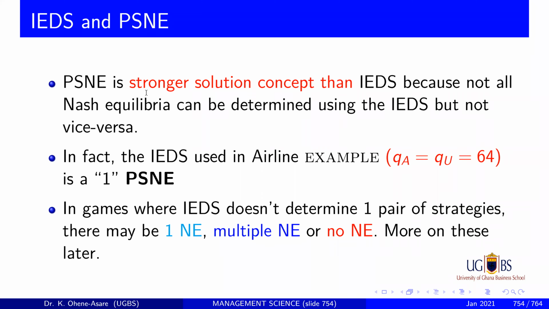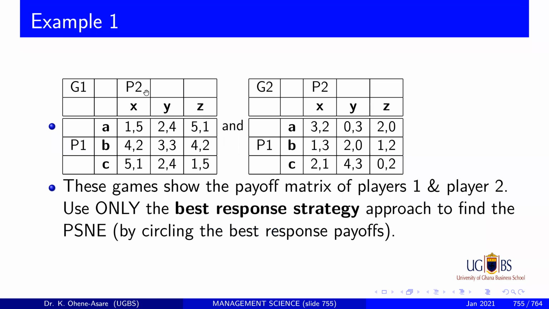Now, in this very one, we arrived at 64, 64, just one cell given as a final answer. But in games where iterative elimination does not determine the strategy, there are other ways you can deal with it. Of course, I'm not teaching those other ways. These other ways include multiple Nash equilibria, no Nash equilibrium, and several other things.